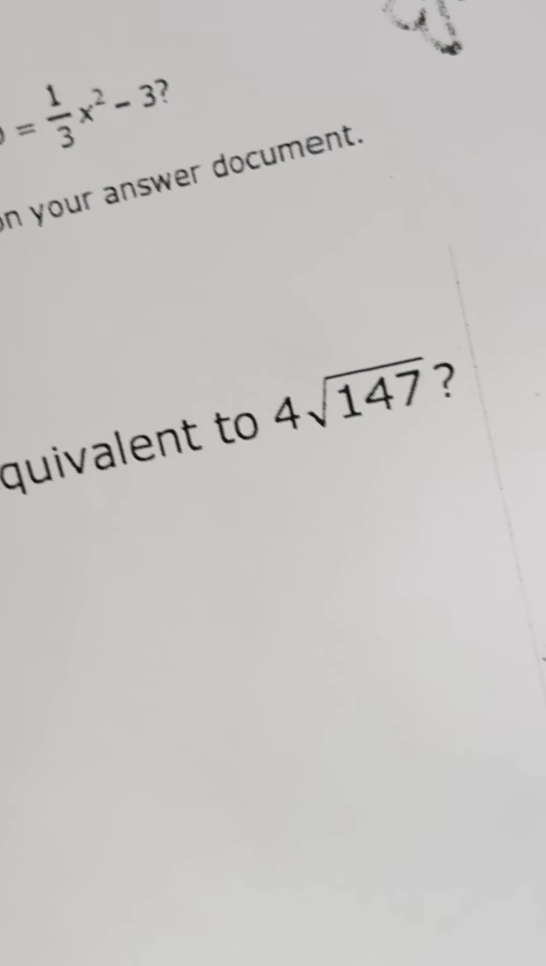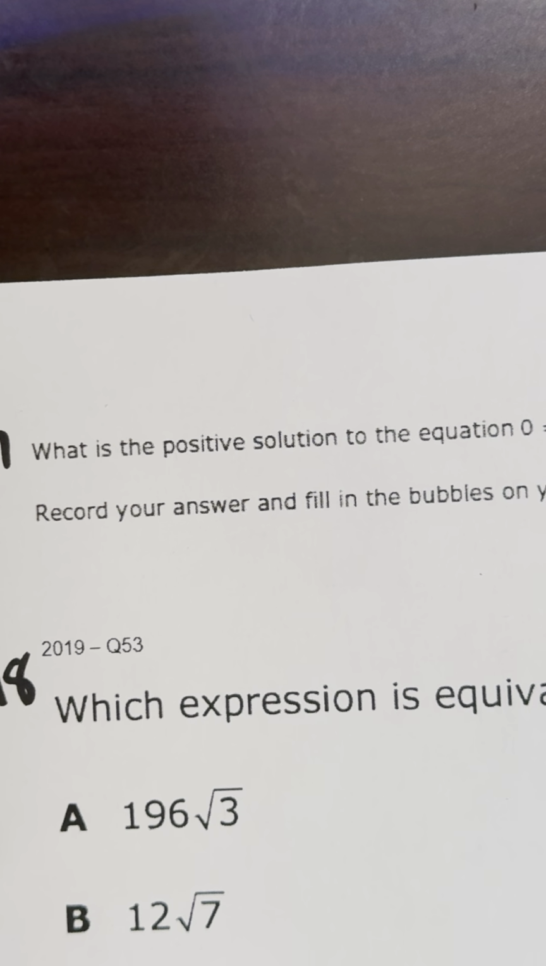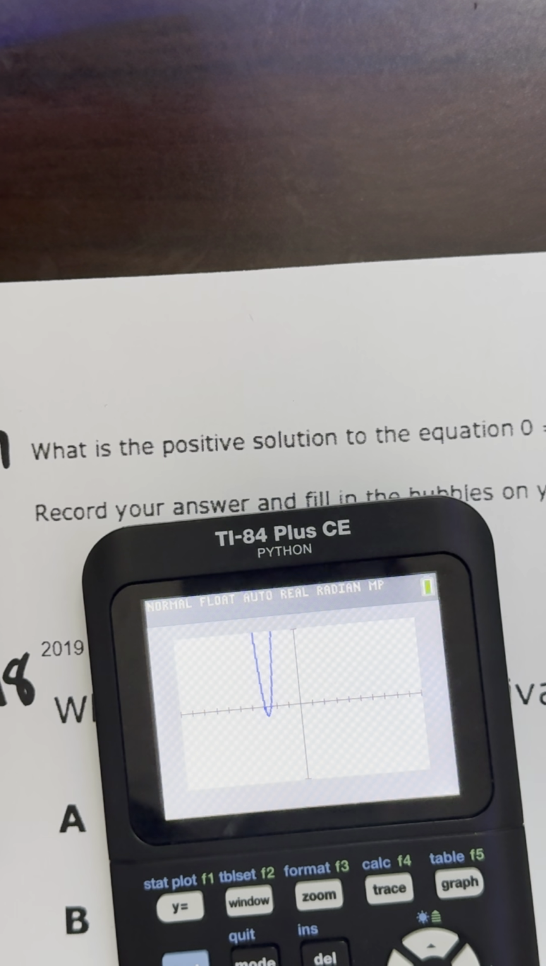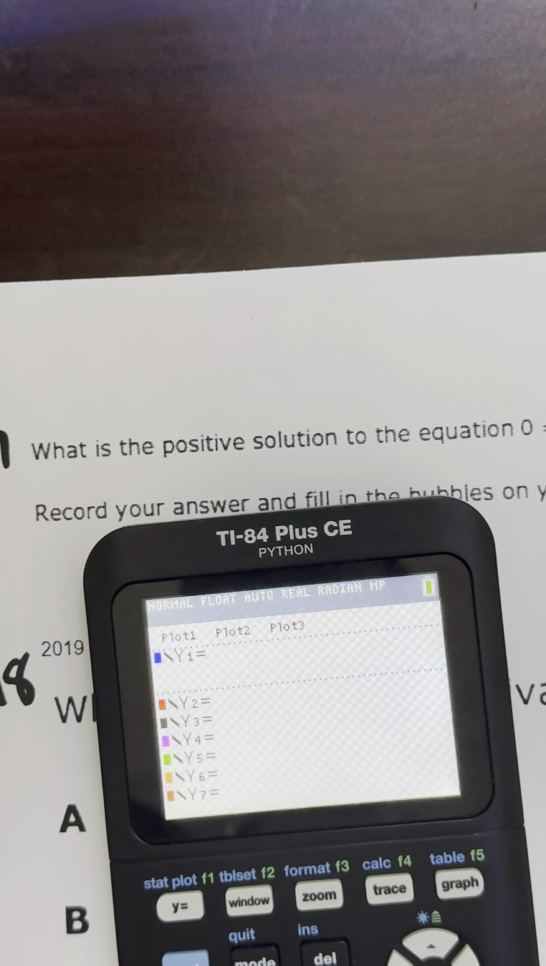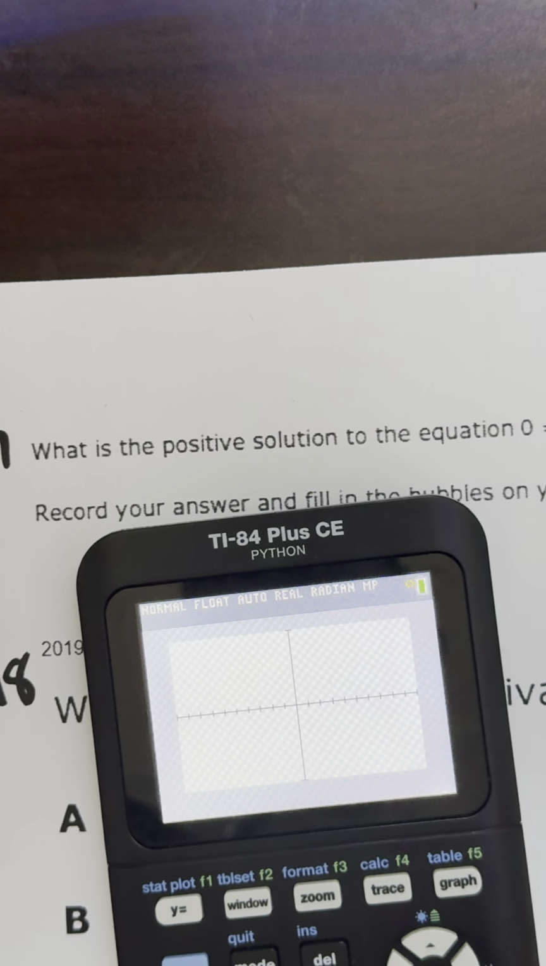17. And then we are going to skip 18 and 19 and come back to it. So 17, we have 1/3 x squared minus 3. So y equals 1/3 x squared minus 3 graph.